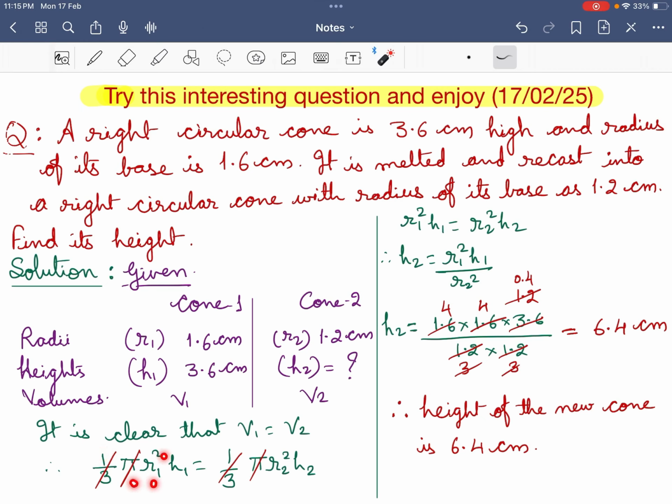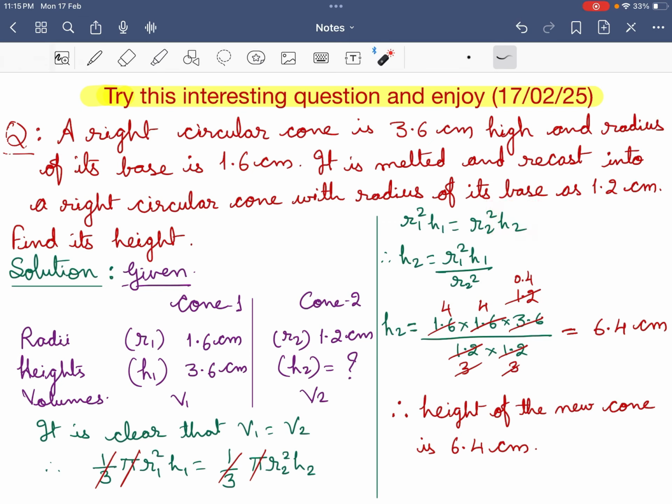V1 is equal to V2. Now, the formula for the volume of a cone is 1 by 3 pi r square h. Here we are considering R1, H1 for cone 1 and R2, H2 for cone 2. So 1 by 3 pi R1 square H1 is equal to 1 by 3 pi R2 square H2. Here the 1 by 3 can be cancelled, and this pi can be cancelled. Now we are left with R1 square H1 is equal to R2 square H2.